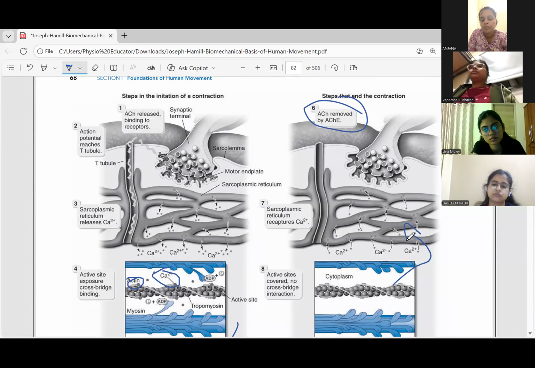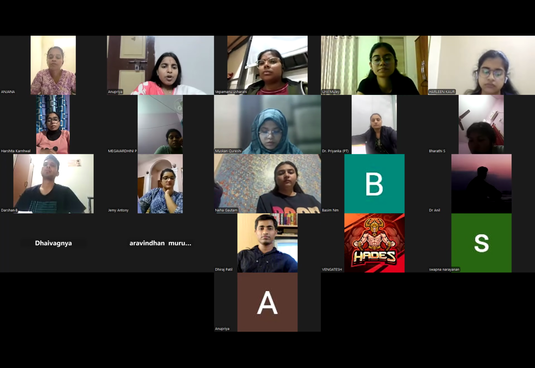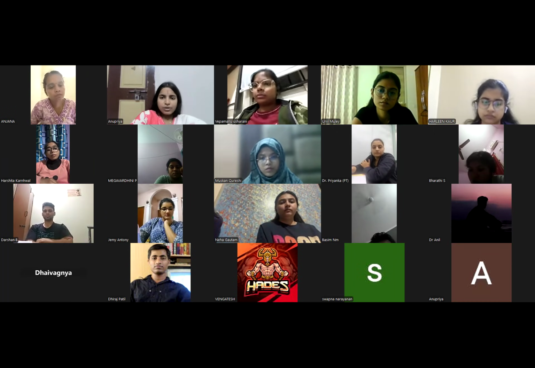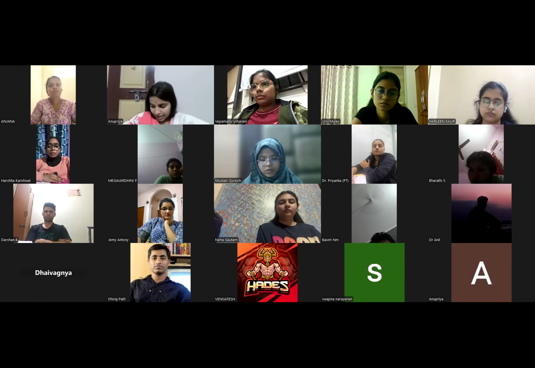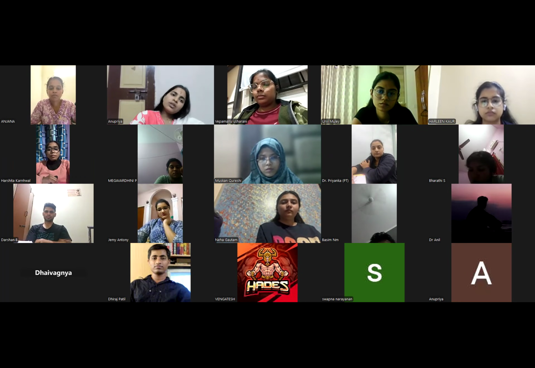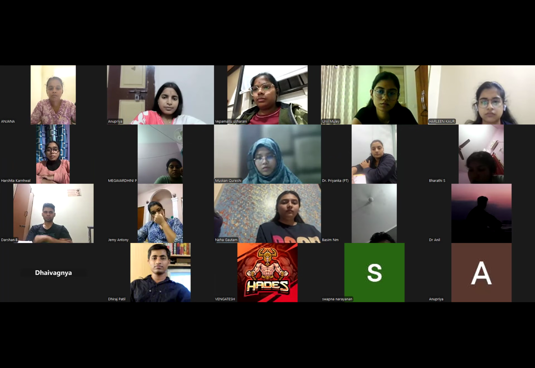This is basically called the sliding filament theory. And this is how usually a muscle will work, guys. It depends upon the acetylcholine, and it depends upon the actin myosin filament. This is how muscle contraction usually happens. Okay, to explain this, I had to explain the structure of the muscle.